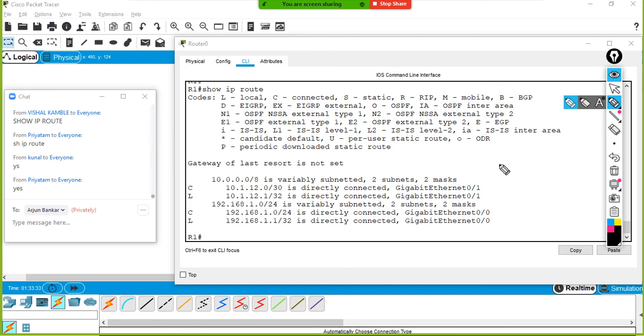Quickly, can anybody type it for me? What are the unknown networks for router 1? Quickly, type it for me so that we will write the routes. What are the unknown networks, guys? Who is going to type fast? As per router 1's perspective, what are the unknown networks?